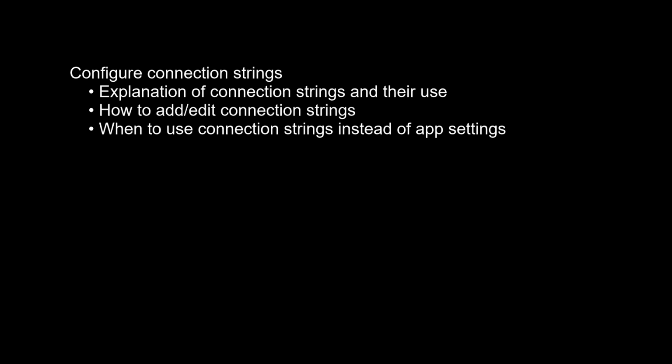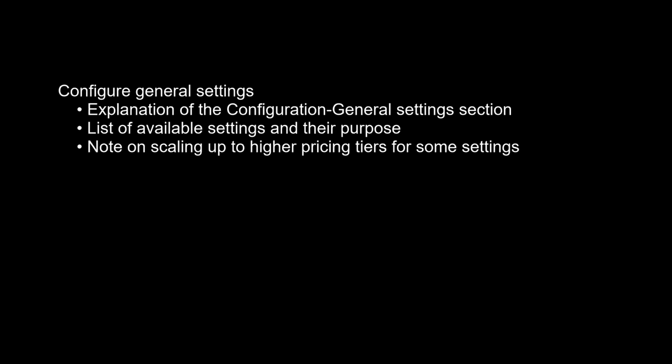Configure general settings. In the Configuration, General settings section, you can configure some common settings for your app. Some settings require you to scale up to higher pricing tiers. Below is a list of the currently available settings. Stack settings: the software stack to run the app, including the language and SDK versions. For Linux apps and custom container apps, you can also set an optional startup command or file.